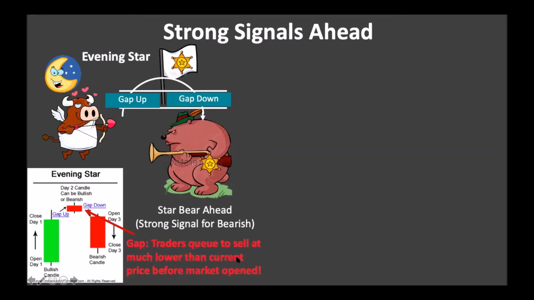So for example, of course it didn't happen to Top Glove, some people may know, let's say Top Glove was 7 ringgit yesterday. When the market hasn't even opened, people start to queue to sell at 6.50 or something. So there's a strong sign that the market is bearish for this stock.